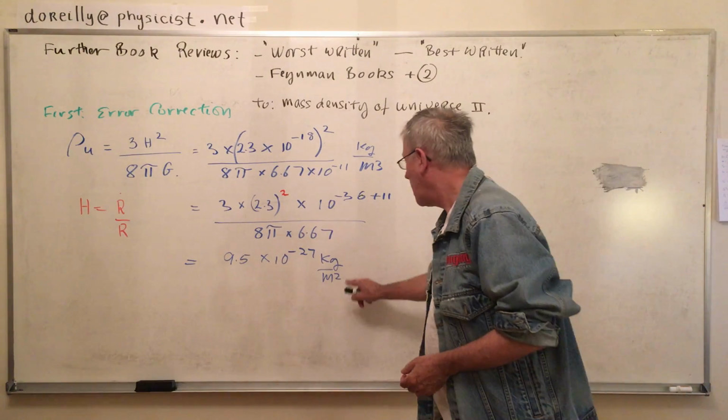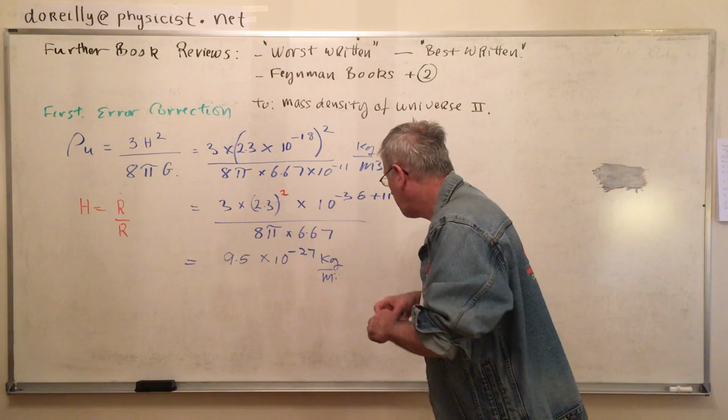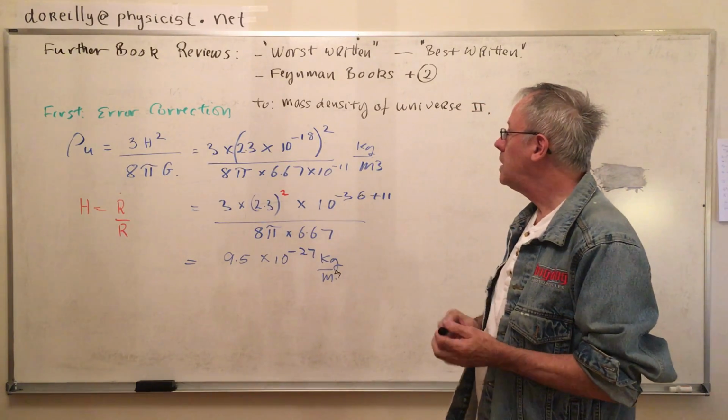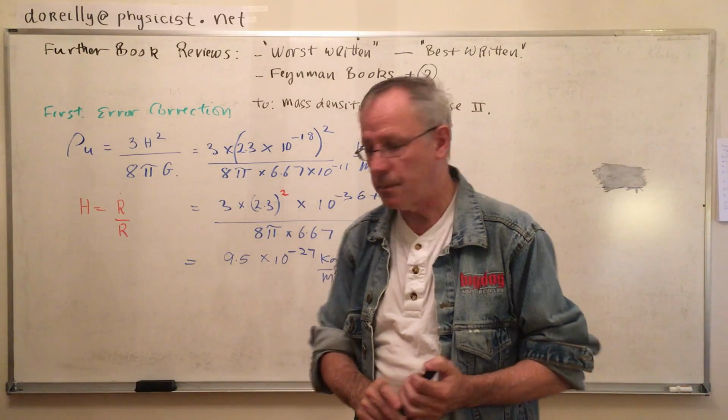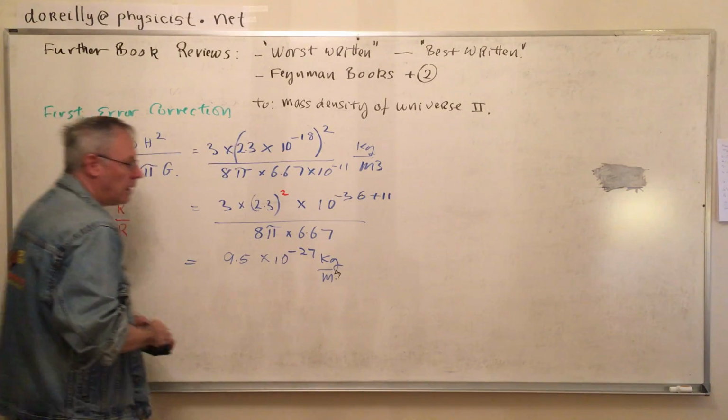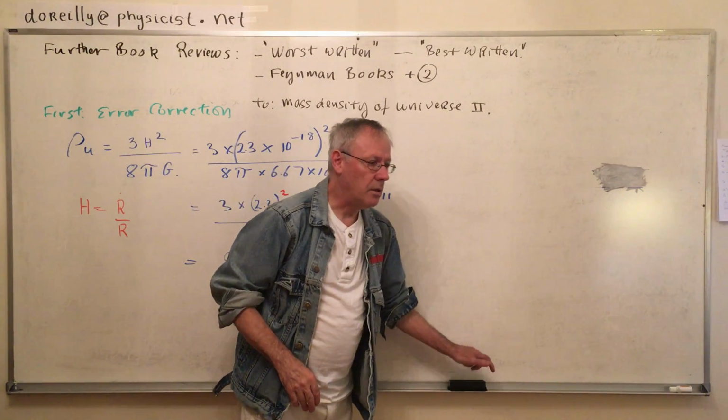So, kilograms per cubic meter is what that should be. Cubic meter. So that's the correction finished. Now let's go talk about the books. I'll leave that there for you to get your heads around.